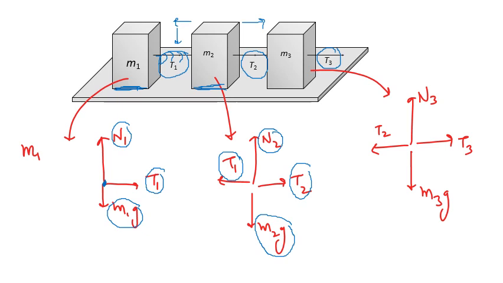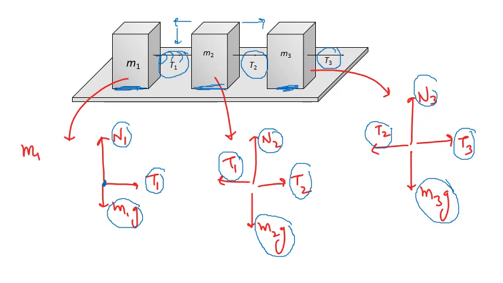And for M3, if you draw it, M3G will be downwards, normal will be upwards, T2 will be backwards, and T3 will be in the forward direction. So this is how you have to draw the free body diagram for M1, M2, M3.